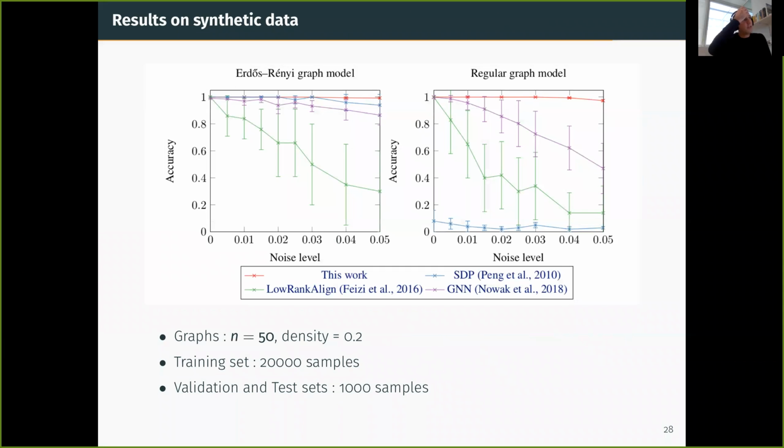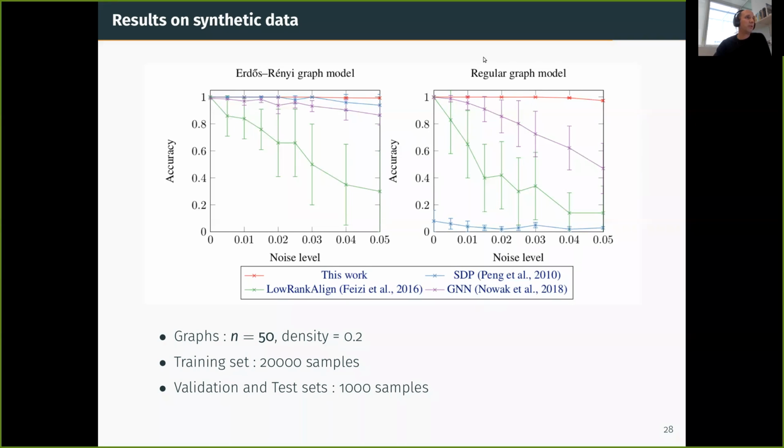So here are the results, numerical results on synthetic data sets. We compare with message passing GNN and other techniques which have nothing to do with machine learning, like SDP or a spectral technique. And in red, you have the performance of our algorithm, which is over there. This is the accuracy, so the higher the better.